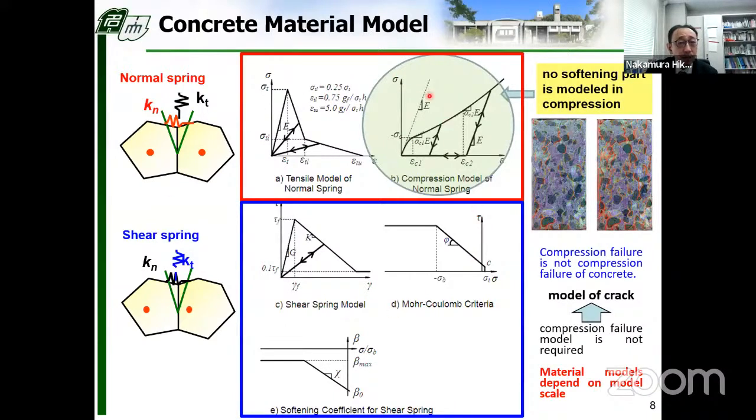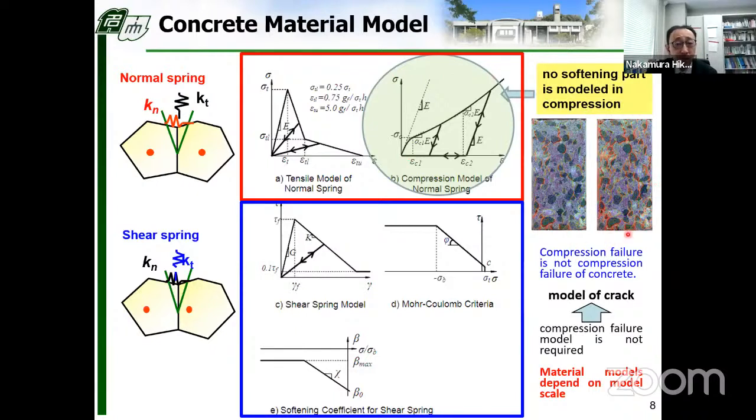These are the concrete material models. This is the tensile and compression model of normal springs. The feature of our model is that no softening part is modeled in compression. The stress increases, like under the hydrostatic condition. The concept is important.